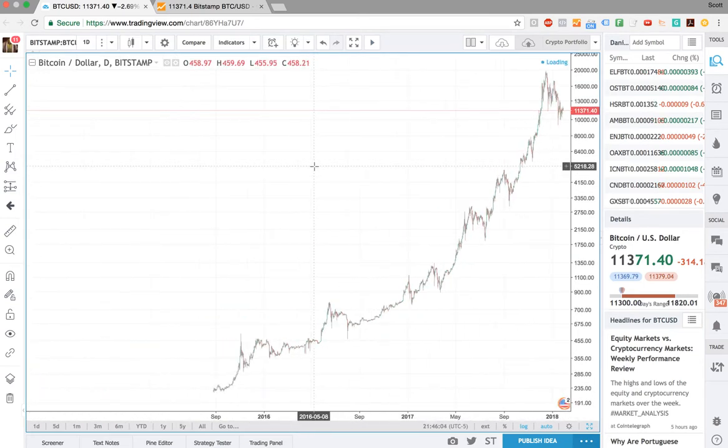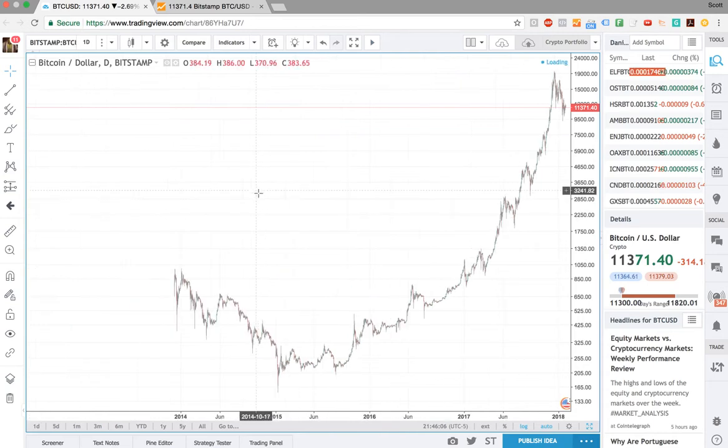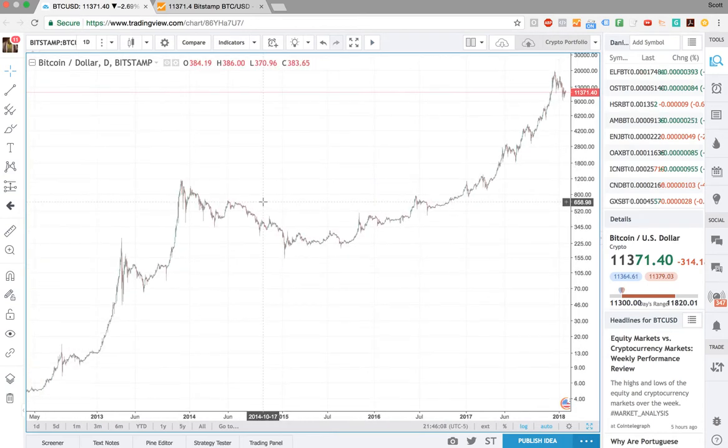So if we use a log scale chart and we zoom it back out, what you see is very different. This is going back to 2013. You can see the original bubble deflated and then kicked off again. Once it broke this old high here, it was off to the races. And on a longer term chart, this doesn't look over yet.